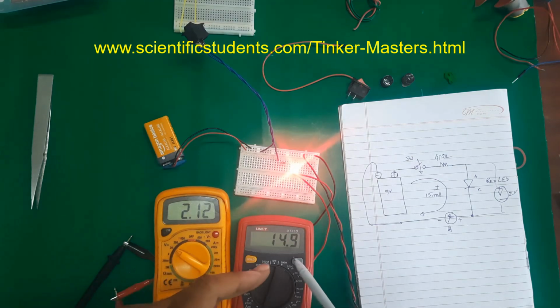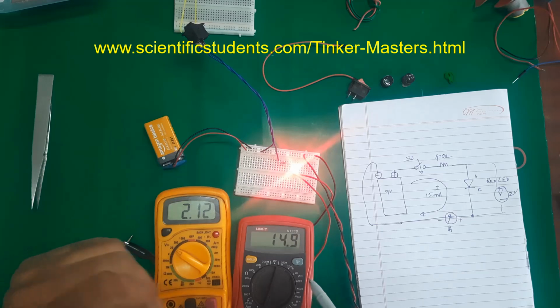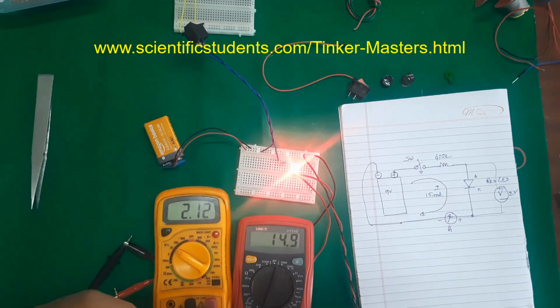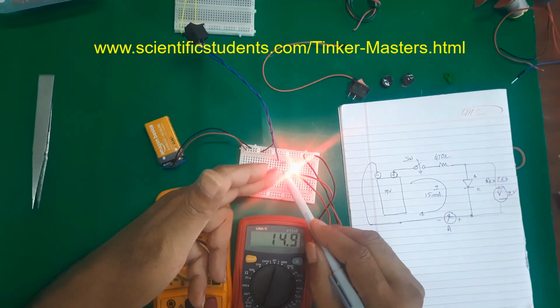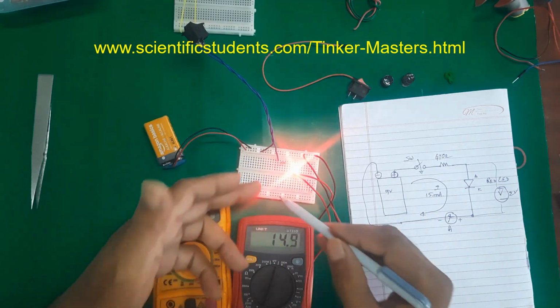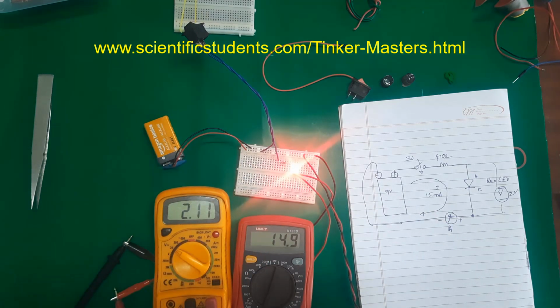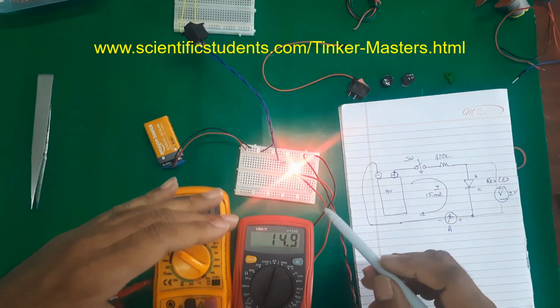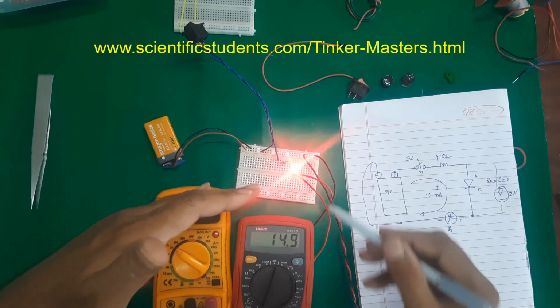If you wanted to allow more current, then you have to decrease the value of the resistor. Maybe 390, 360, 330, 270, 220. You can experience that by changing this resistor and see how the current increases, and at what resistance, at what current that LED will go bad.